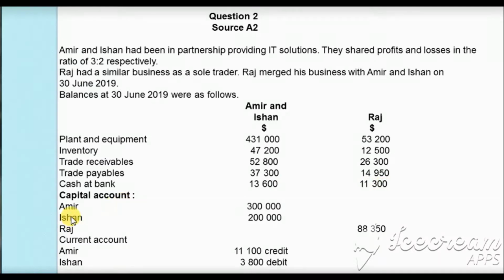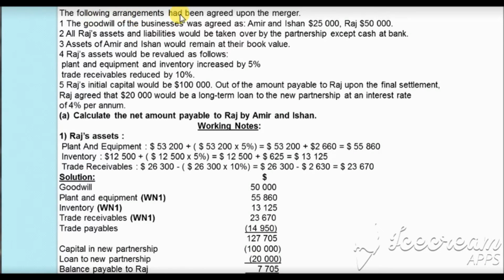Capital account for Amir is $300,000 and for Ishan it is $200,000. For Raj it is $88,350. Current account for Amir is $11,100 credit and for Ishan it is $3,800 debit. The following arrangements have been agreed upon the merger. The goodwill of the business was agreed as $25,000 for Amir and Ishan and $50,000 for Raj. All Raj's assets and liabilities would be taken over by the partnership except cash at bank. Assets of Amir and Ishan would remain at the book value.